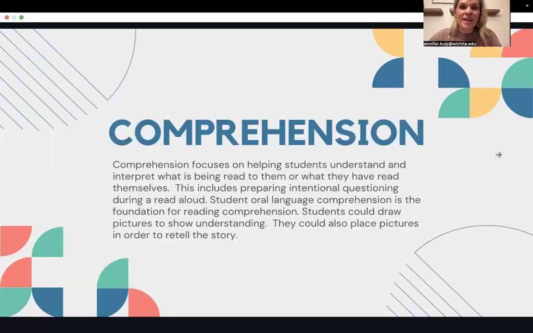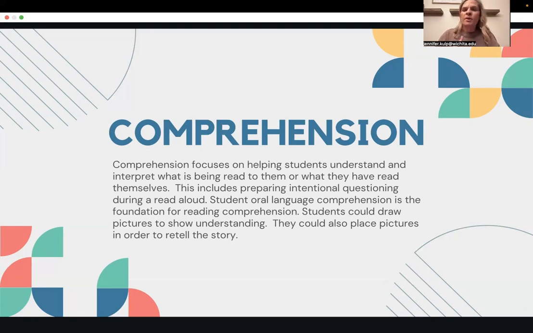All right, comprehension component. This component is extremely important, and you will need a standard, objective, and an assessment for this component as well. Comprehension focuses on helping students understand and interpret what is being read to them or what they have read themselves. So, for our youngest learners, the preschool learners, they're going to be really trying to understand what's being read to them and looking at a story and thinking about it.